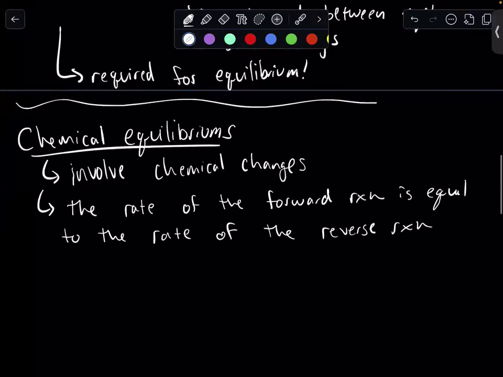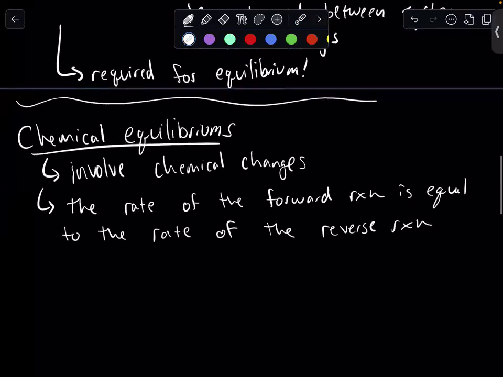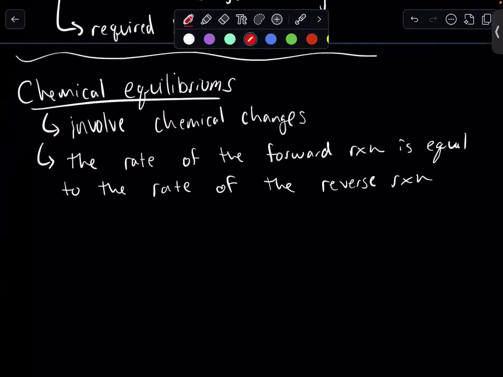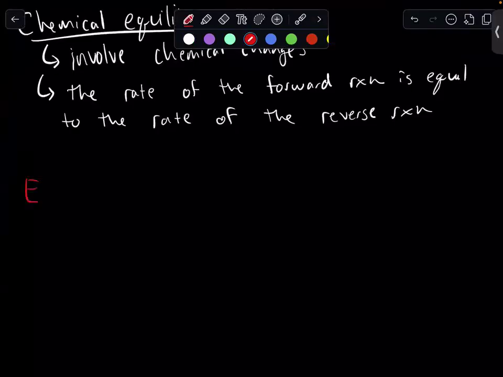Now, we're going to go through chemical equilibriums with examples mostly, and one of the most common examples you will always see in any DP chemistry curriculum is called the Haber process.